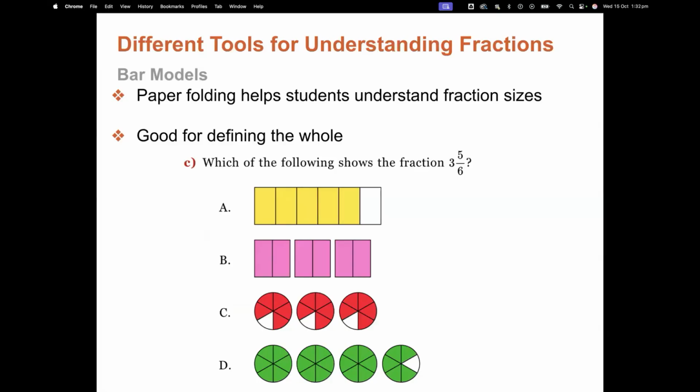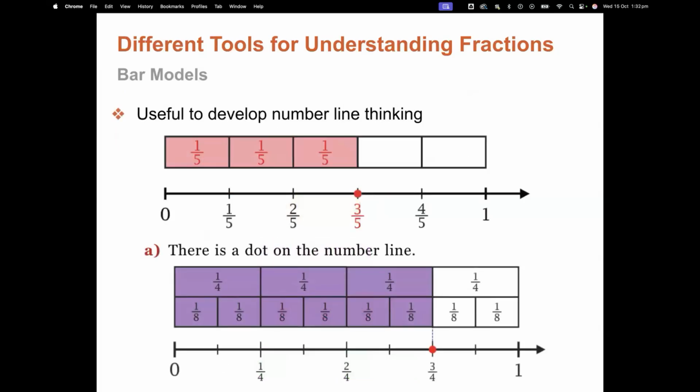And here we're talking about defining the whole. We've talked about that before. So this is just another good example that you can use. But notice here we've also used that circle example. It's really good for improper or mixed numbers. The bar models are also really good. We talked about this before for connecting with number lines.